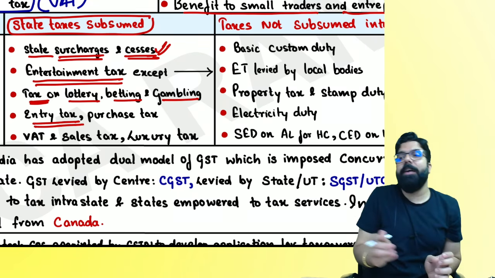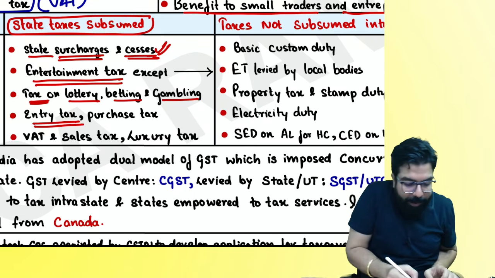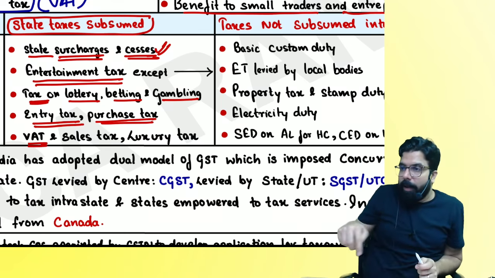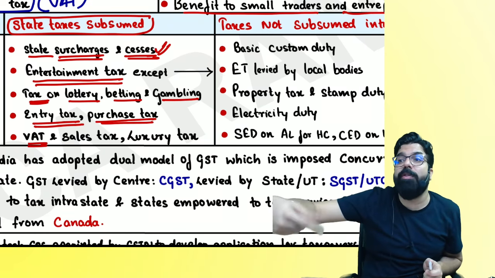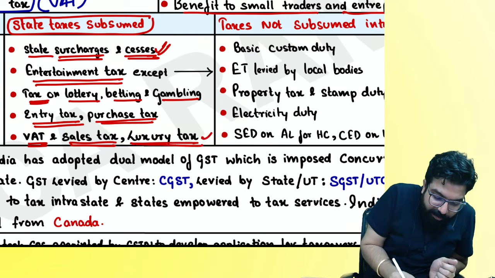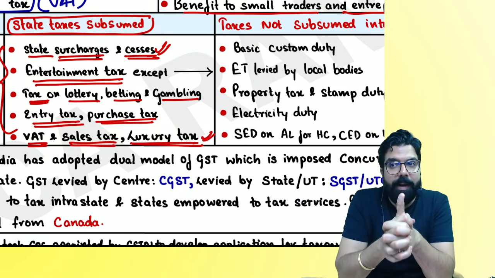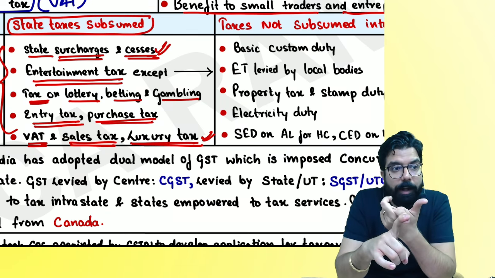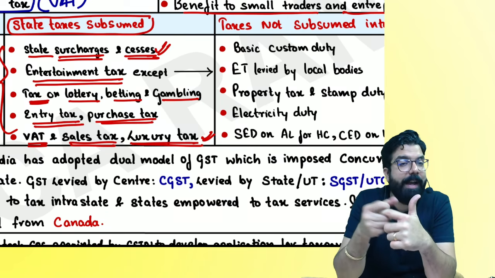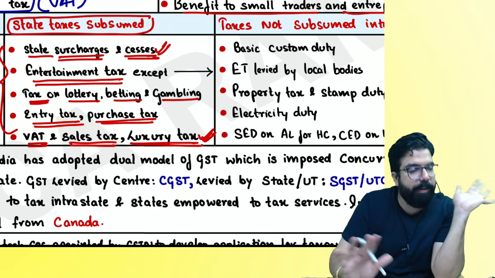Entry tax. Whenever a truck entered at the state border, what used to be charged, everyone? Entry tax. Gone. When you were buying from another state, they used to charge purchase tax. Gone. VAT. What is VAT? I am selling within the state; if I am selling to you, I used to charge VAT. Now what will I charge? GST. Sales tax. Luxury tax, which was charged by hotels, etc. All these are gone. So what are the things which are gone at state level? State surcharge and cess, entertainment tax, lottery, betting, gambling, VAT, entry tax, purchase tax, sales tax, and luxury tax charged by hotels, etc. All these are gone.